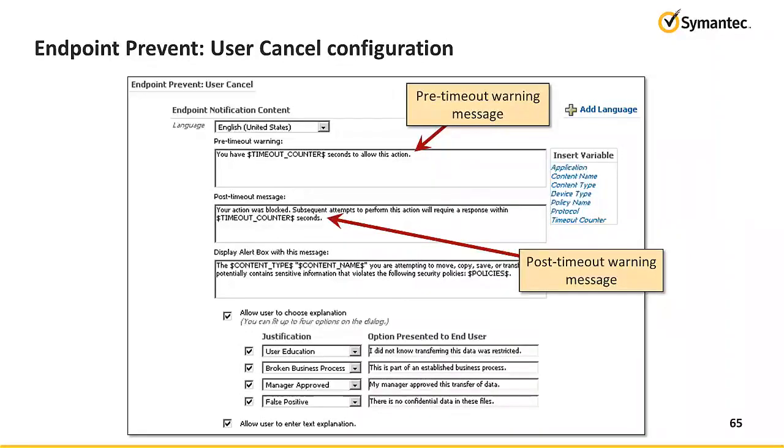Notice that there are 2 pop-up messages that can be customized to configure the Endpoint Prevent User Cancel response rule, as shown in this screenshot. The first is for the pre-timeout warning message that is displayed while the countdown is active. The second is for the post-timeout warning that is displayed after the countdown has expired.